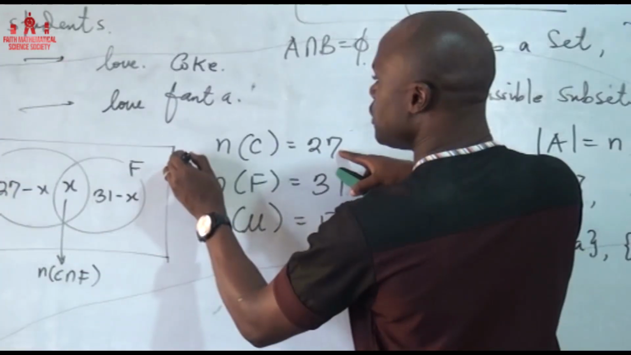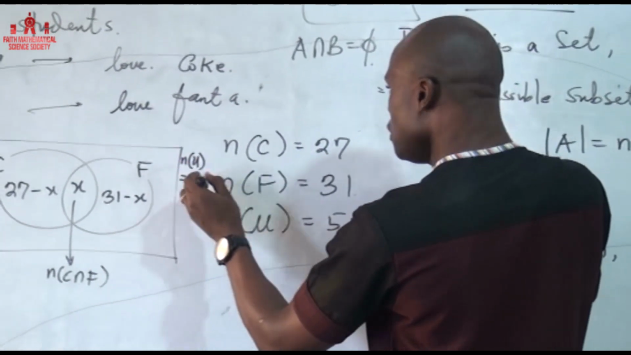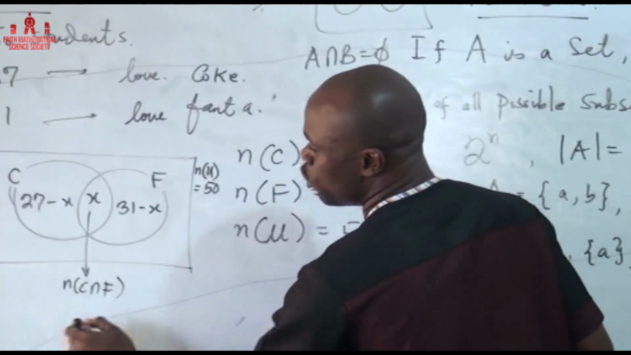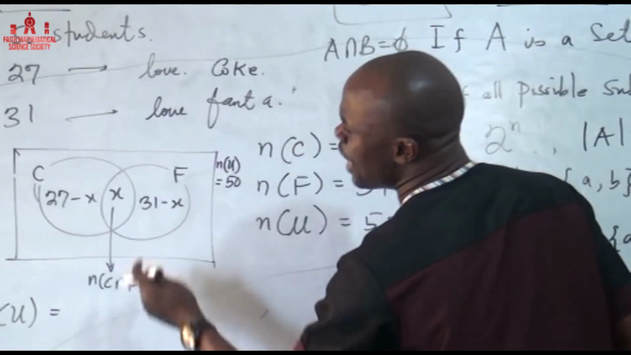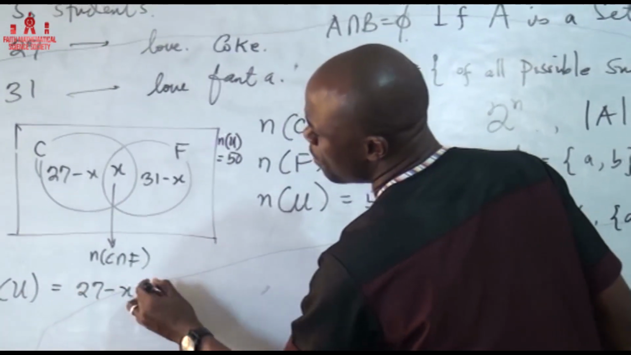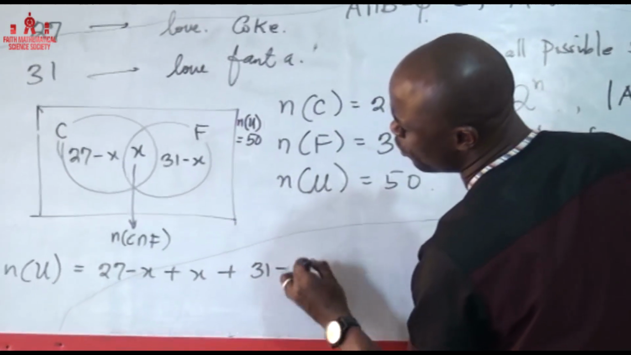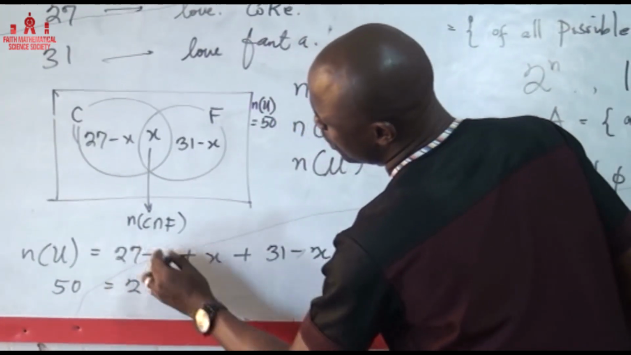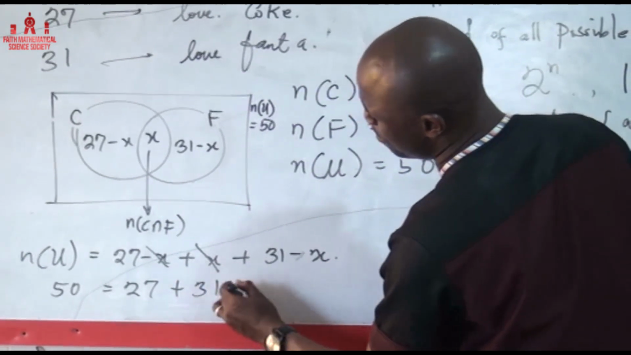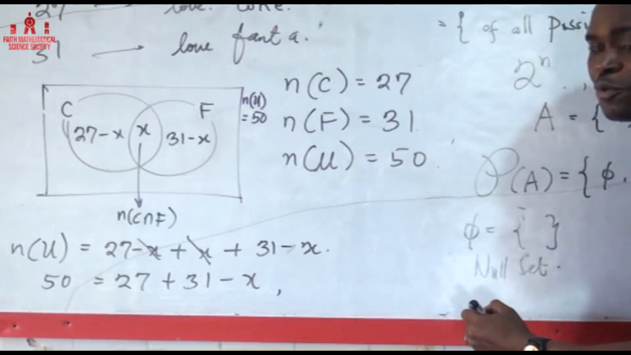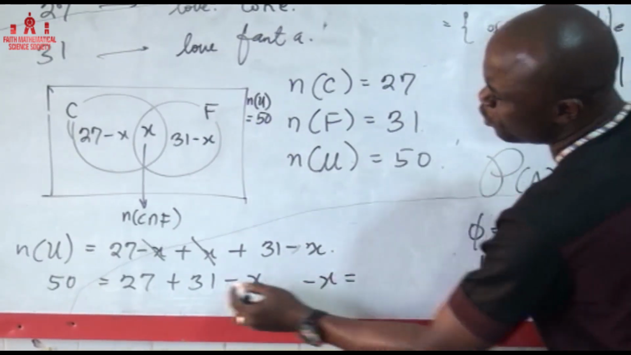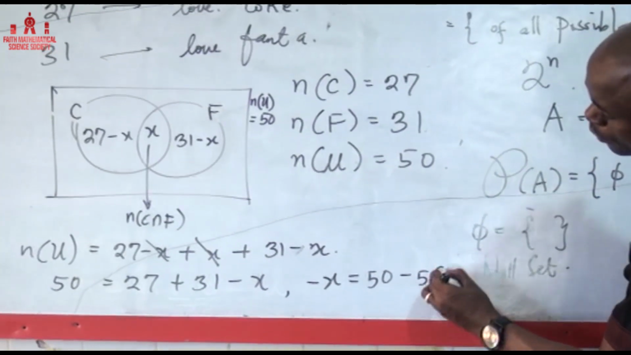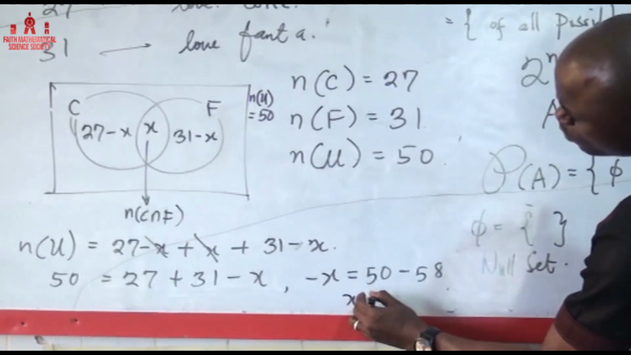And we know that this is equal to 50. So at the end of the day, N of U will be the same thing as the sum of all this, which is 27 minus X plus X plus 31 minus X. You see, this is 50, and when we solve this simple algebra, we have minus X equals 50 minus 58, and we say that X will be equal to 8.